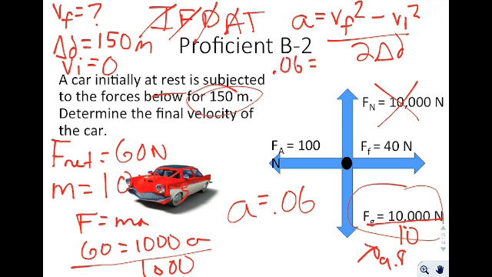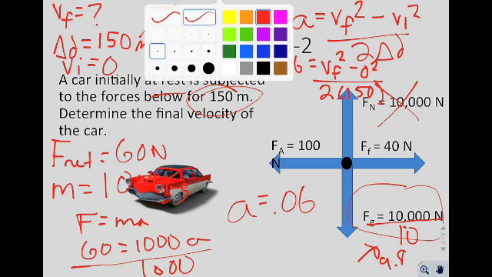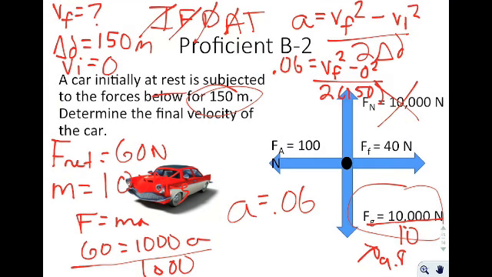0.06 equals, I'm looking for vf squared, so that stays the same. The initial velocity was 0, divided by 2 times 150. Now the first thing that you'll notice is that this 0 term is going to cancel out. Anything minus 0 is still 0. In order to solve this, I'm going to multiply both sides by 2 times 150, or 300 if you want to think about it this way.